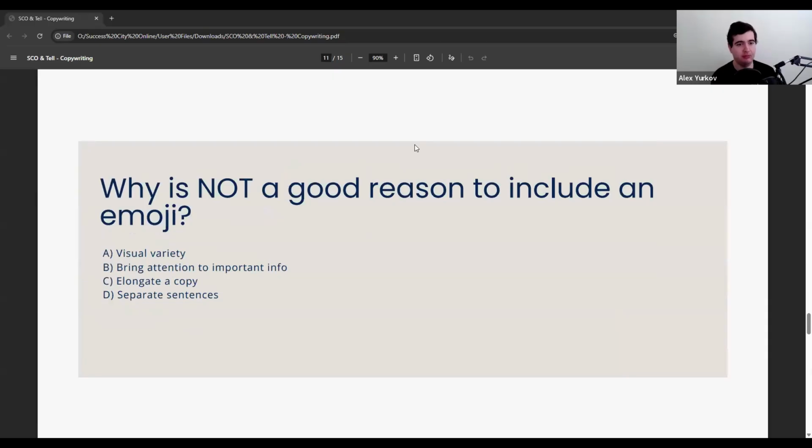Another question we have here: what is not a good reason to include an emoji? Visual variety, bring attention to important info, elongate a copy, or separate sentences. So three of these are good reasons. One of them is not a good reason. Crystal, can you help with this one?